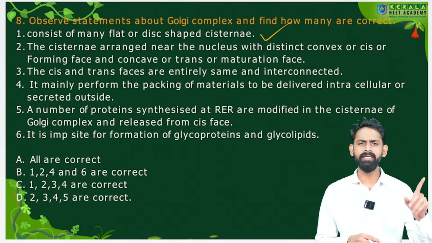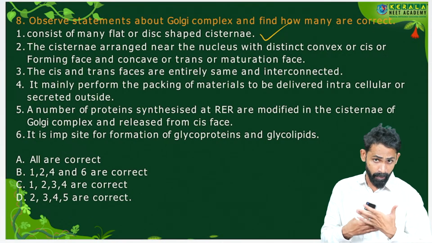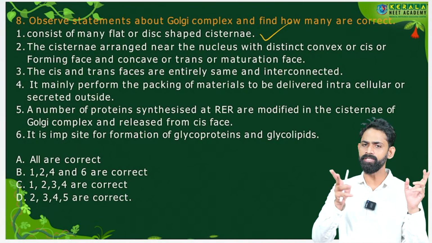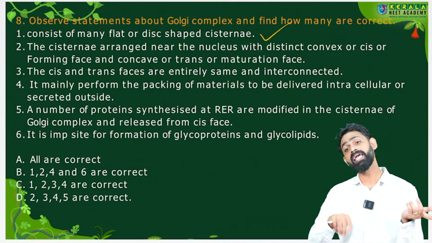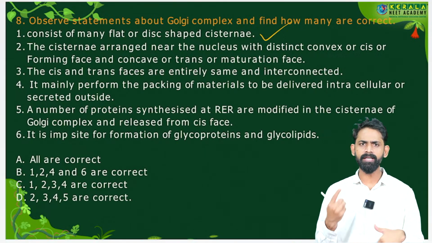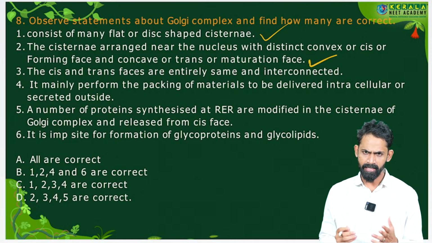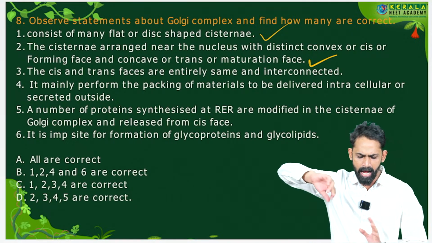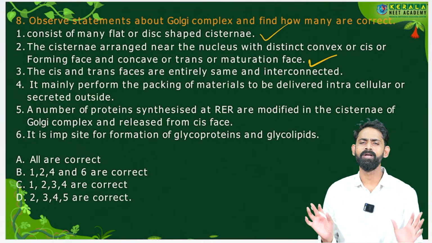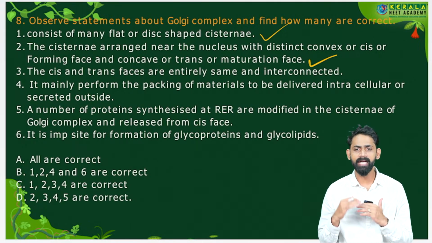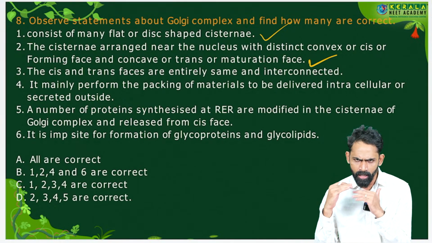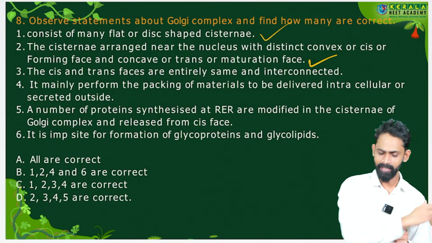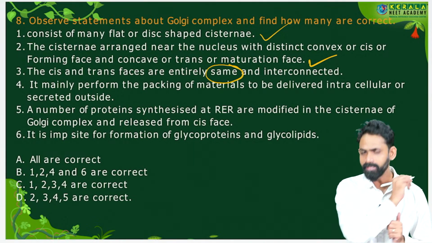Next point: cisternae are arranged near the nucleus, very close to the endoplasmic reticulum, with a distinct convex cis or forming face. In these three words people get confused. The second face is called the concave, trans or maturation face. This is correct. Third one: the cis and trans faces are entirely the same. No, the chemical nature is different. The enzyme composition of the cis face is different from the enzyme composition of the trans face. That is why this one is wrong.